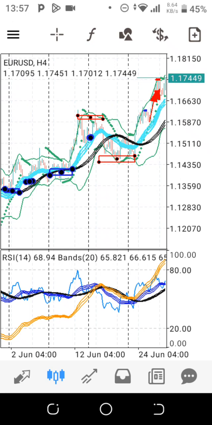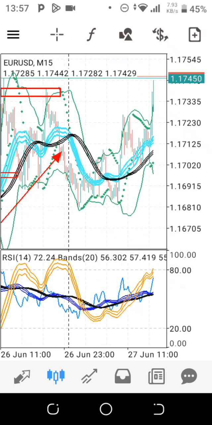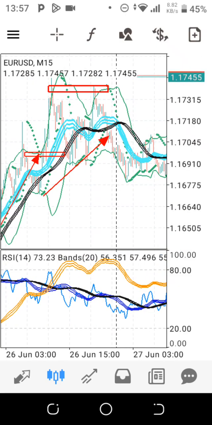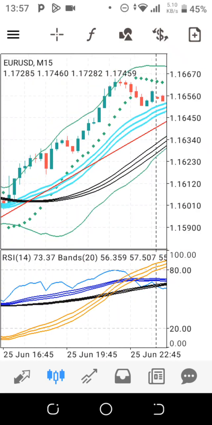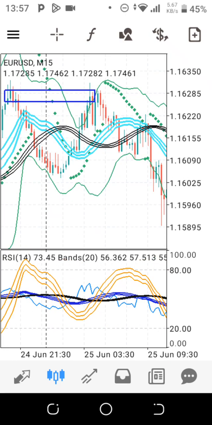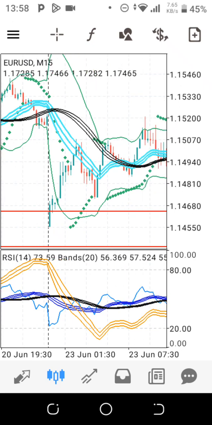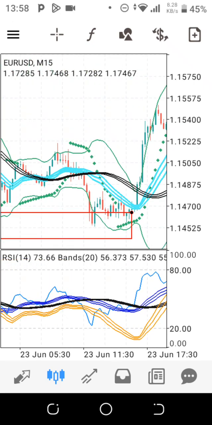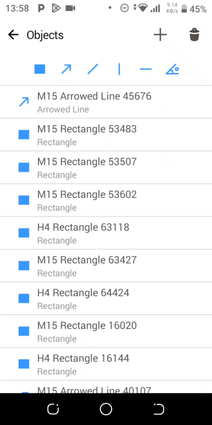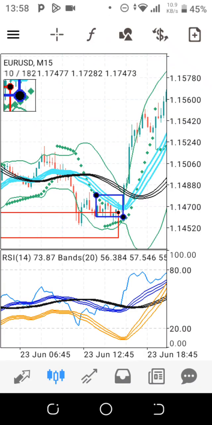And I will look for that consolidating candle. Let me show you. Okay, like here now. It's a consolidating candle. That is what I trade.